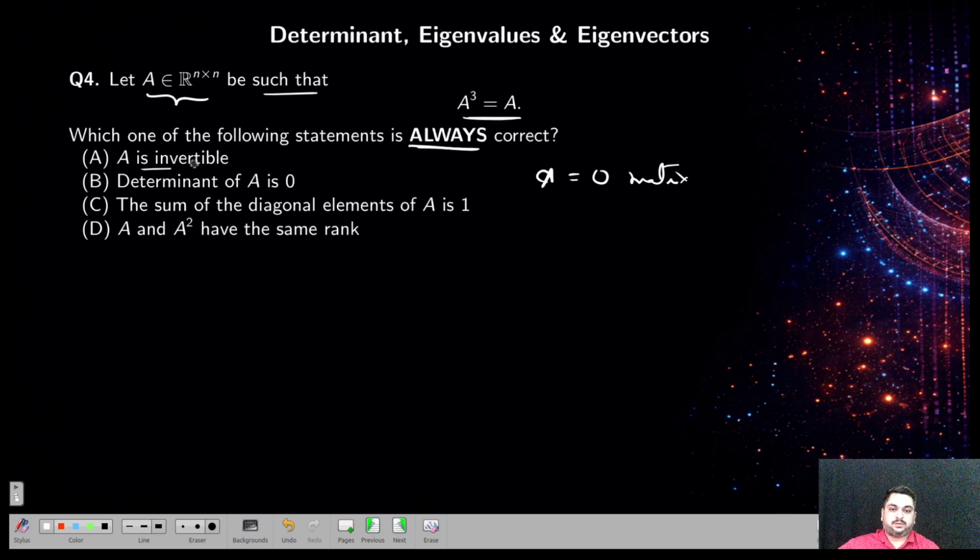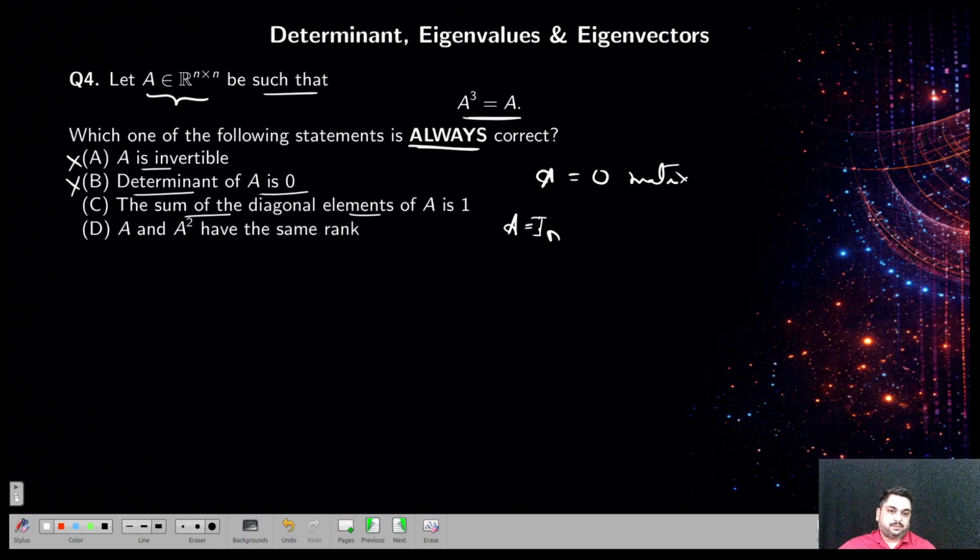just eliminate by options. They are saying A can be anything, any matrix. So A, I can take it as zero matrix. Zero matrix is not invertible. This is false. Determinant of A is 0. The determinant of A may not be 0. For example, say identity matrix. Identity matrix determinant is not 0. So if A is equal to identity matrix, this is also false.